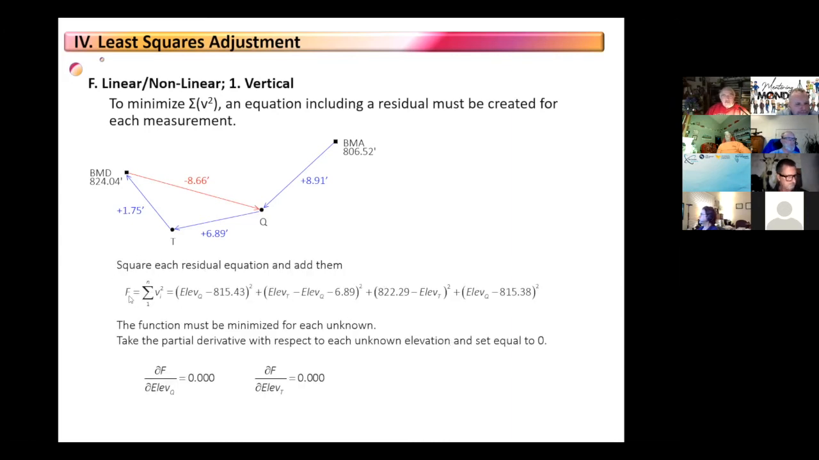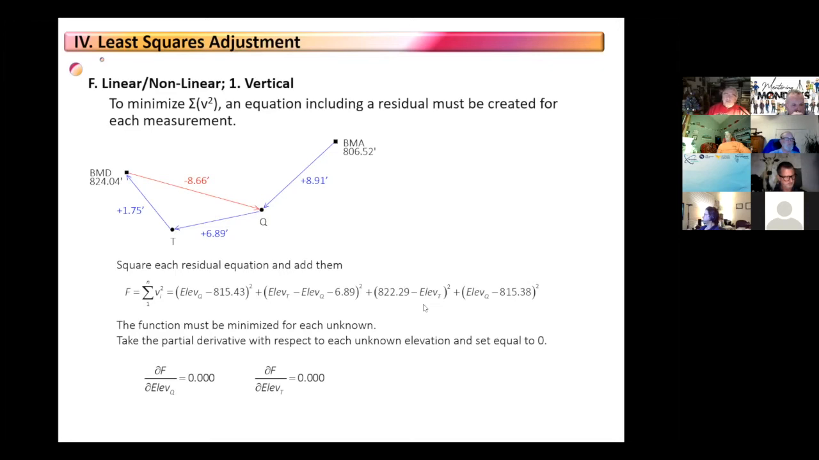Our function, the sum of the squares of the residuals, is the first residual squared plus the second residual squared plus the third residual squared plus the fourth residual squared. See that? We have 4 residuals because we have 4 observations. In some of these, the elevation of Q appears. In some of these, the elevation of T appears. And in some, the elevations of T and Q both appear where they're connected. Now all we have to do is minimize this.